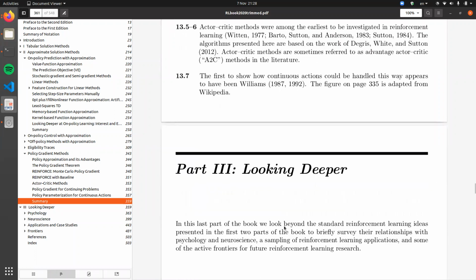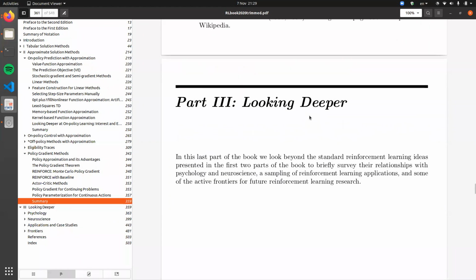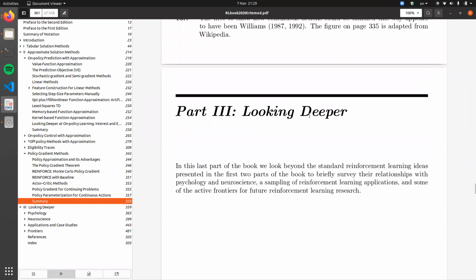we will proceed with part 3 of the book, which talks about some psychology and neuroscience intuitions behind reinforcement learning, and also presents some successful applications of reinforcement learning ideas to interesting tasks, as well as introduces us to some of the cutting edge research questions present in the reinforcement learning field as of today.